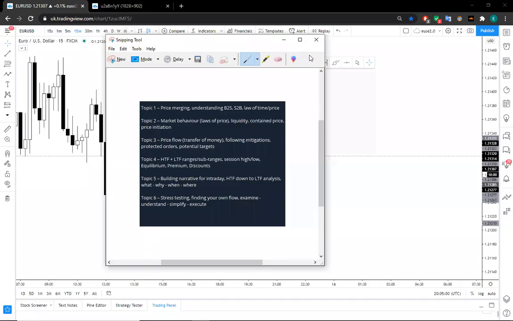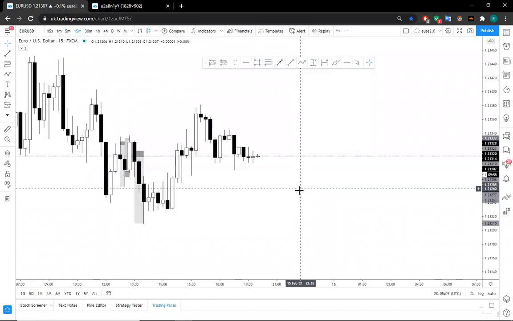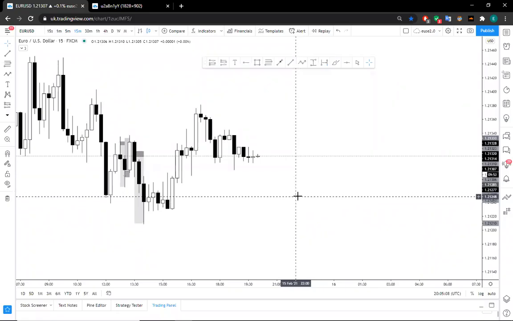Sorry, I just pressed stop share. Can you guys see my screen still? Yeah. All right.